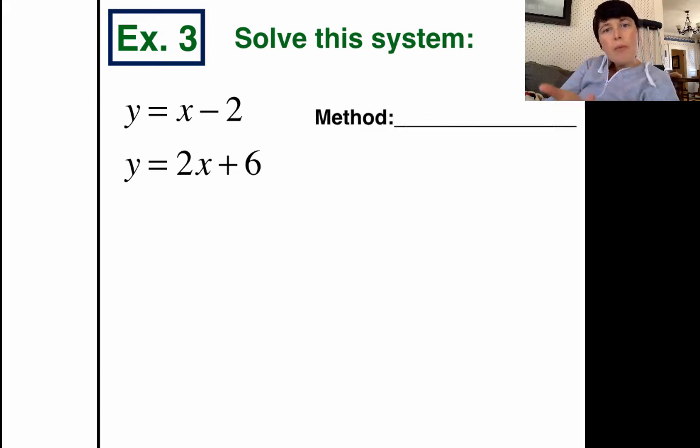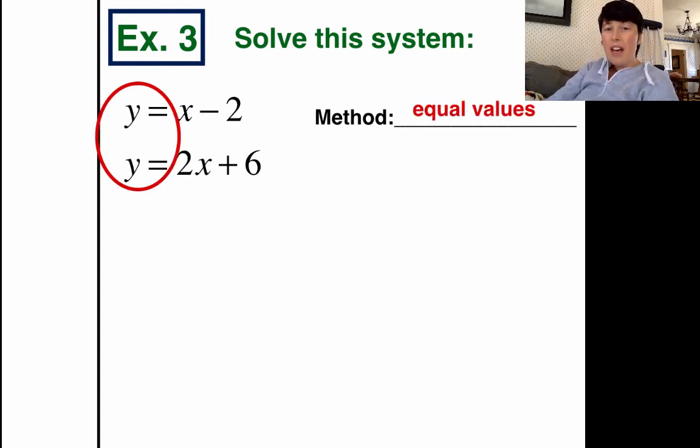Well, look at it. They're both y equals mx plus b. Both of them have an isolated variable, y equals. So I'm thinking, because of that isolated variable on both of them, we got equal values. This is the equal values method, which I like because you just got to take the 2 lines and set them equal.